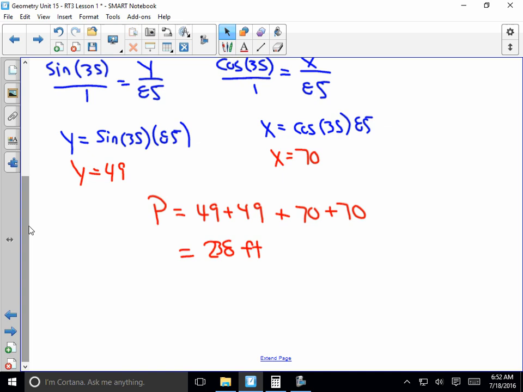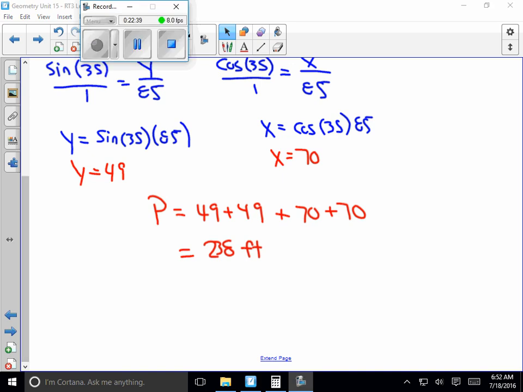Okay, and that concludes our lesson today, looking at the trig ratios, how we set up trig ratios, where we stand at reference-wise, and then using trig ratios to solve problems.